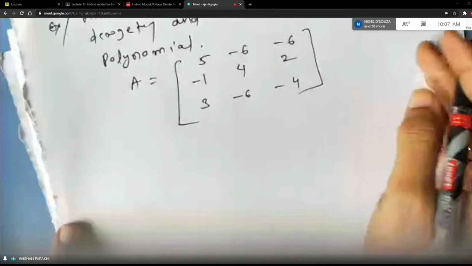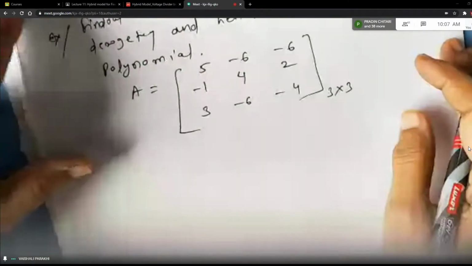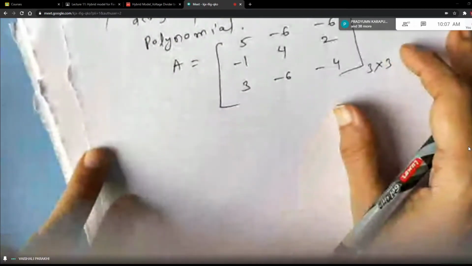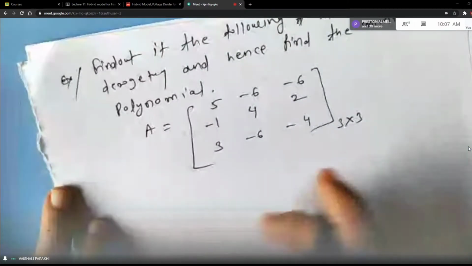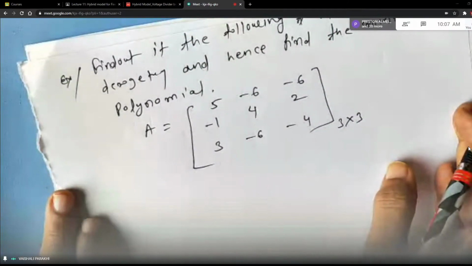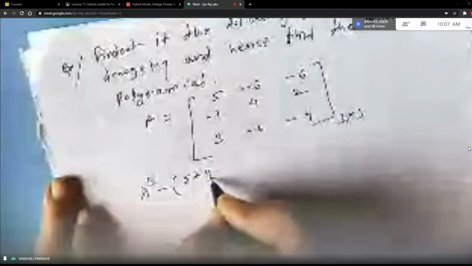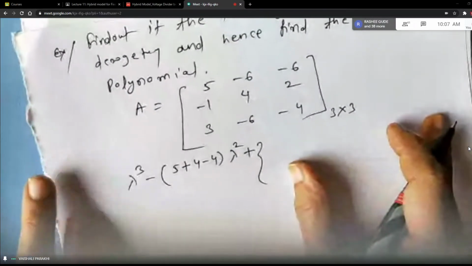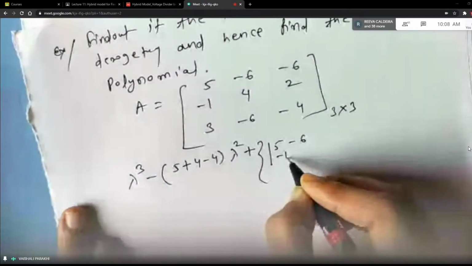Now students, what is the first step? First step is to find the eigenvalues, as usual. Quickly you can do it by yourself also, no need to wait for me, because so many times we have done this step. You can use the shortcut method right here. It is lambda cube minus the sum of the diagonal elements, that is 5 plus 4 minus 4, lambda square, plus now 3 determinants: 5 minus 6 minus 1 4.